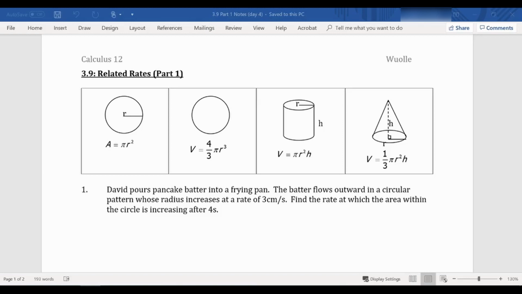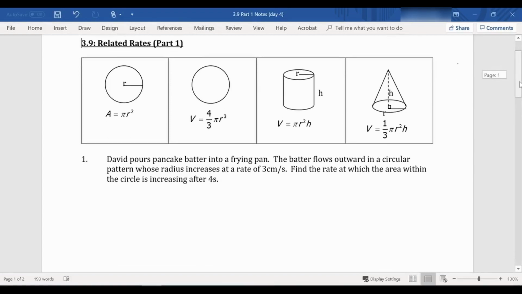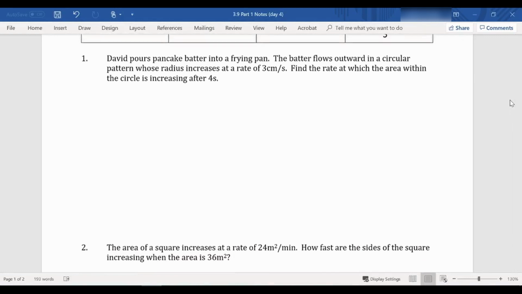So let's look at a couple questions because these sort of ideas are a little bit easier to wrap your head around if you try some questions. So the first question we're going to do is: David pours pancake batter into a frying pan. The batter flows outward in a circular pattern, and the radius is going to increase at a rate of 3 centimeters per second. We want to find the rate at which the area within the circle is increasing after 4 seconds. I like to draw myself a picture for basically every related rate problem. I find it way easier to wrap my head around.